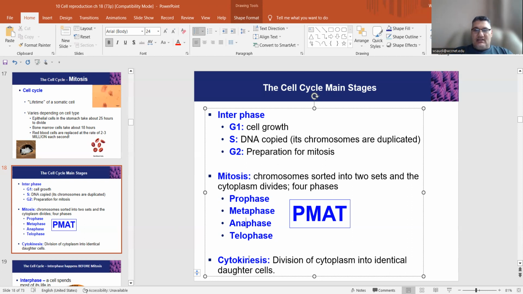The last one here is cytokinesis, and we will cut it also into two pieces. Cyto means cells, kinesis is moving. So now you have two cells and they move away.